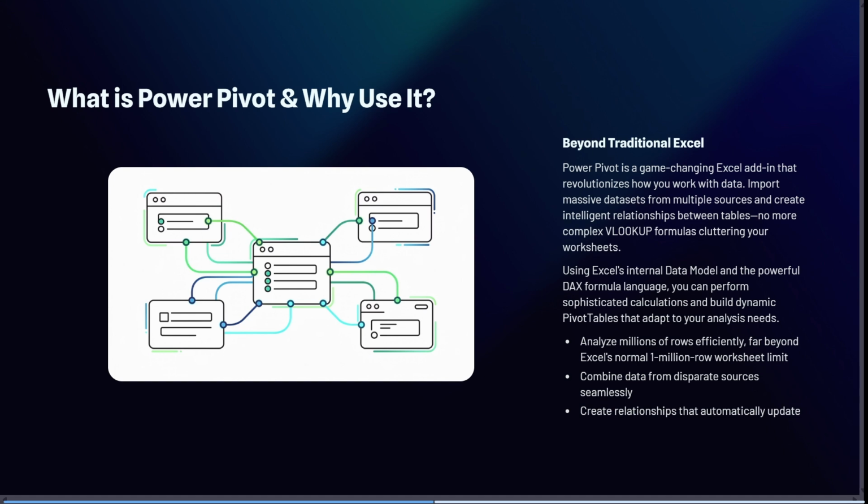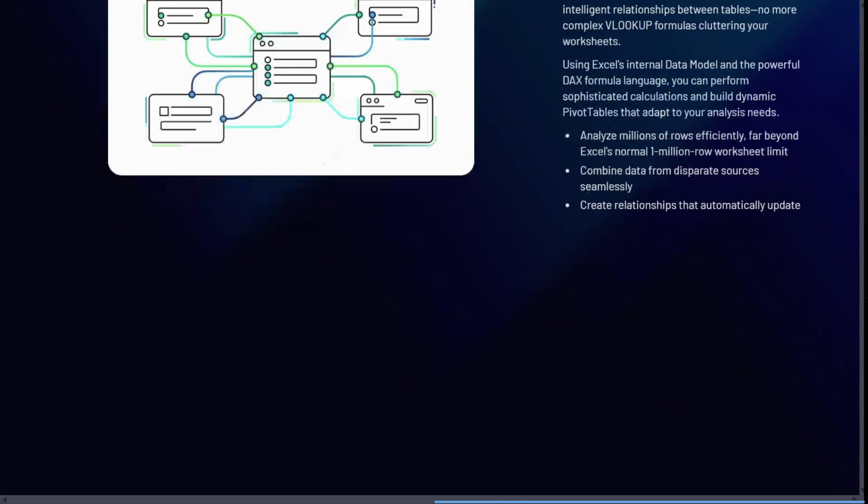Now, there's no more VLOOKUP formulas cluttering your worksheets. So you can use Excel's internal data model and powerful DAX formula language, and you can perform sophisticated calculations and build dynamic pivot tables that adapt to your analysis needs. This allows you to analyze millions of rows efficiently, far beyond Excel's normal 1 million row worksheet limit. You can also combine data from disparate sources, and then you can create relationships that automatically update.